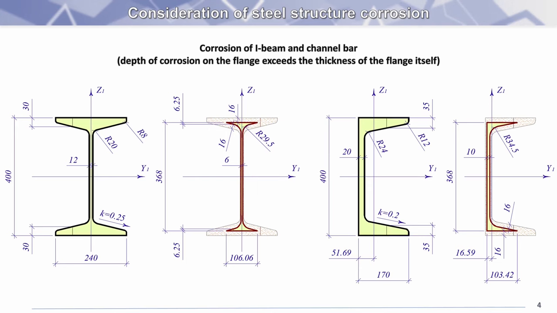One of such peculiarities is quite detailed accounting of the corrosion of steel cross sections made of rolled profiles, which can be useful for restoring and strengthening of damaged structures. This slide shows the corrosion of an I-beam and channel bar, where the depth of corrosion on the flanges exceeds the thickness of the flanges itself. However, due to the slope of the inner edges, this flange is not ruined by corrosion completely, and the remaining part of the cross-section can be included into the calculation.